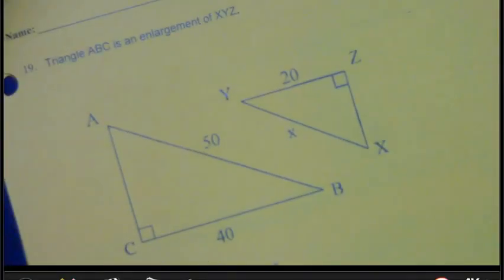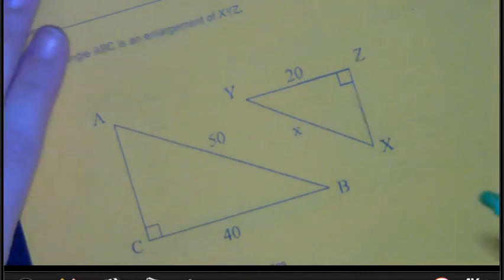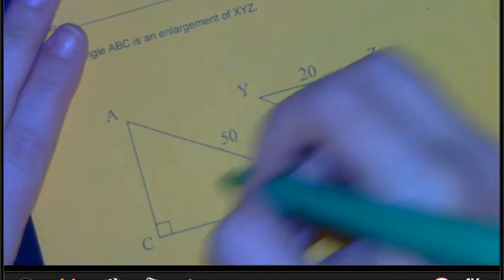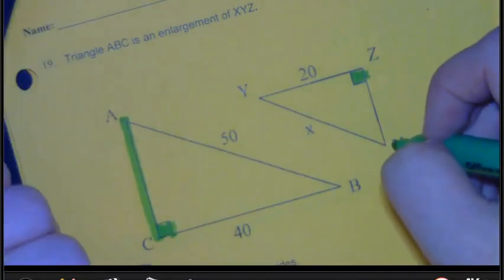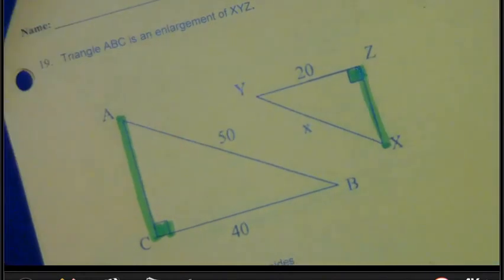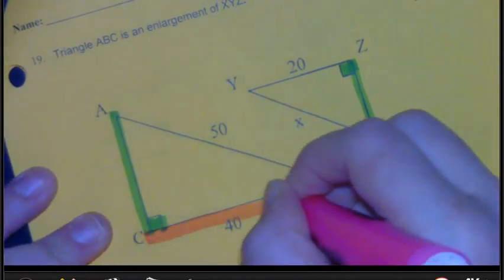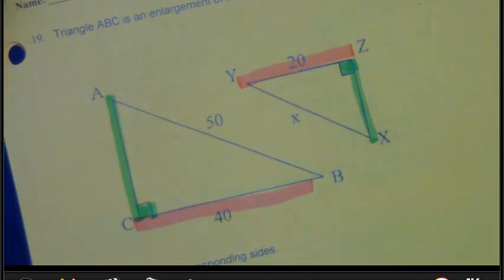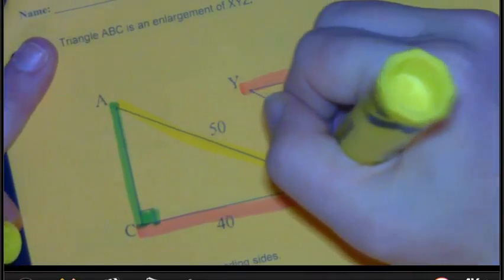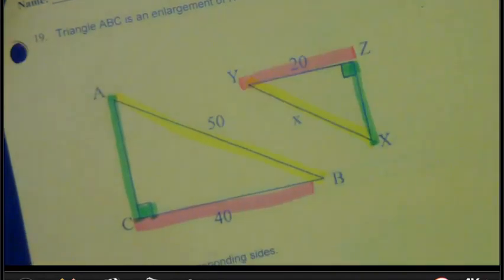All right, number 19, triangle ABC is an enlargement of WXY. And it looks like my triangle has been flipped over. So let's go ahead and grab our highlighters once again. So I see that Z is equivalent to C. So if I go A to C, I went from top to bottom. So I need to go X to Z. Then if I go C to B, I start with this corner. I need to go Z to Y.